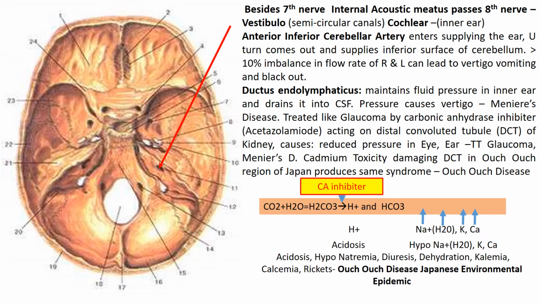Now this hypocalcemia led to severe rickets along the Ouch River, and this is called Itai-itai disease, a Japanese environmental epidemic seen along the Ouch River.